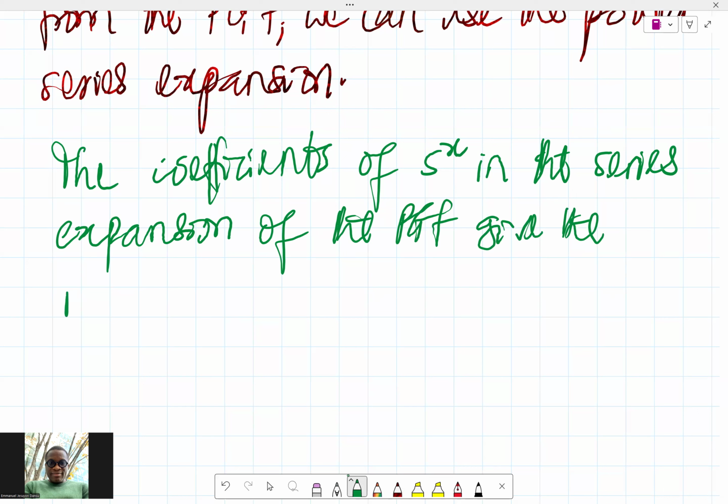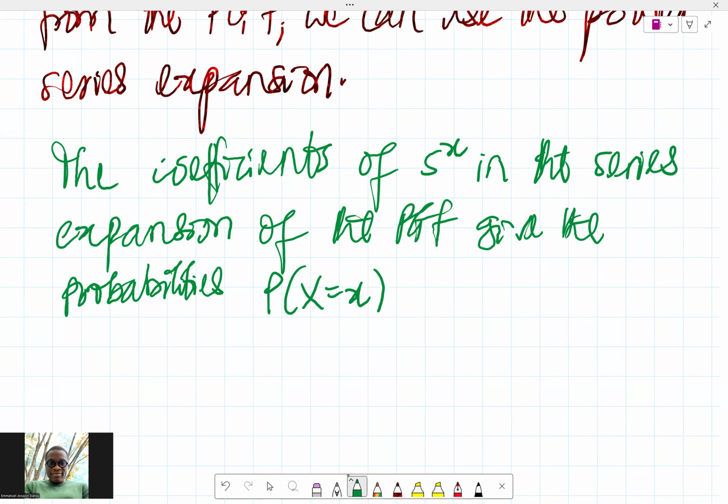probabilities, just like we know that to get the generating function, you use the probabilities as coefficients of s raised to power x. And to recover these probabilities, just look at the coefficients of s raised to power x. That's all. The coefficients of s raised to power x in the series expansion of the PGF give the probabilities, which is P(X = x).